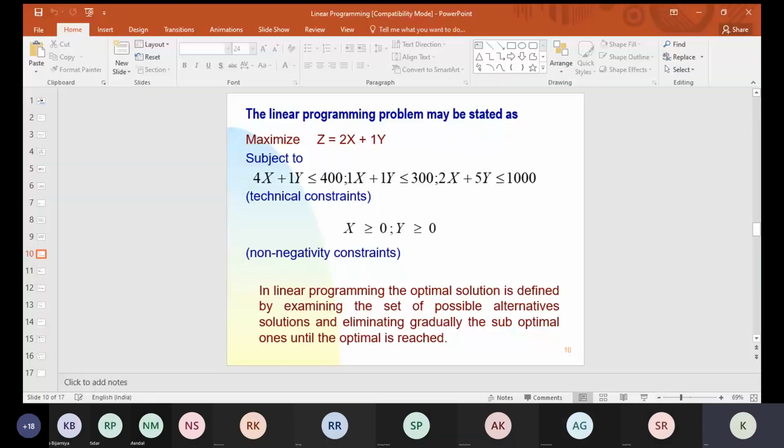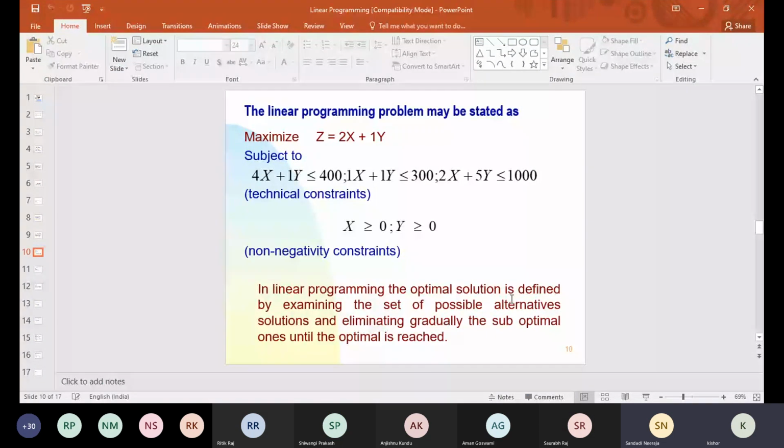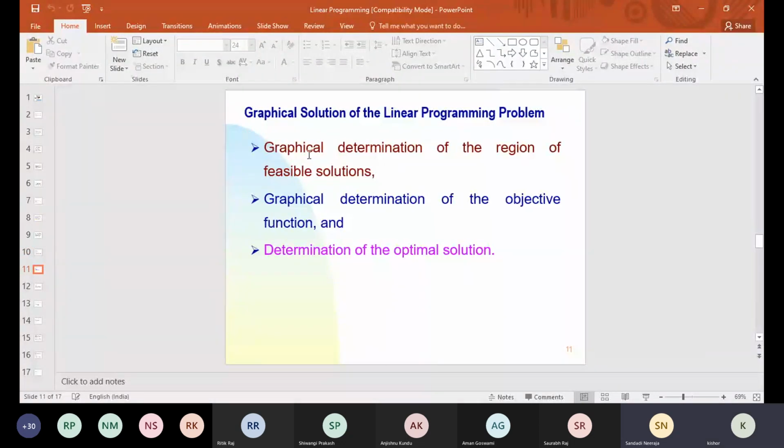I believe you can see. Now, in linear programming, the optimal solution is defined by examining a set of possible alternative solutions and eliminating gradually the suboptimal ones until the optimal is reached. Means in our diagram, I said that any points outside a particular constraint line are not giving you a feasible solution. So in that way, you are just excluding and narrowing it down to identify your region of feasible solution. So it involves 3 steps: graphical determination of the region of feasible solution, graphical determination of the objective function, and determination of the optimal solution.